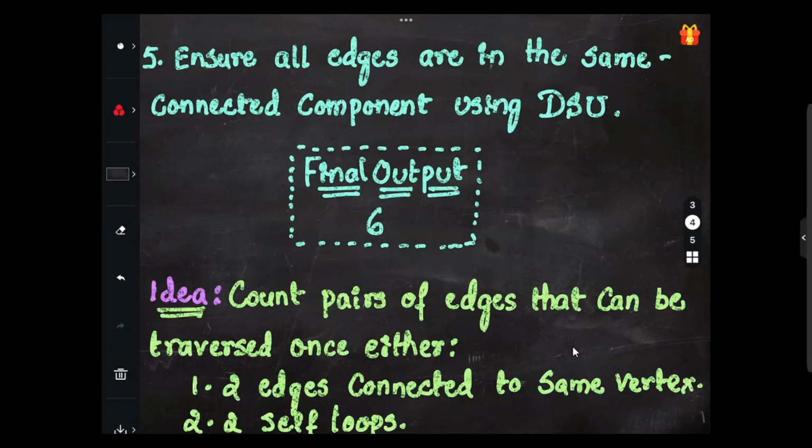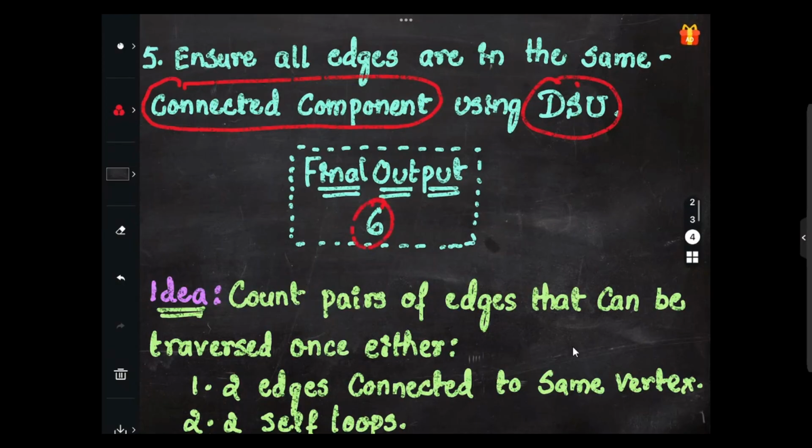We have to ensure all the edges are in the same connected component. It is connected to the same parent or same representative in simple terms, right? So we use the DSU algorithm. If you don't know the DSU algorithm still, you can go through the DSU algorithm in this graph algorithms playlist. We are at the end, and today we'll be finishing the graph-based algorithms as well. So now the final output that we got here is 6, right?